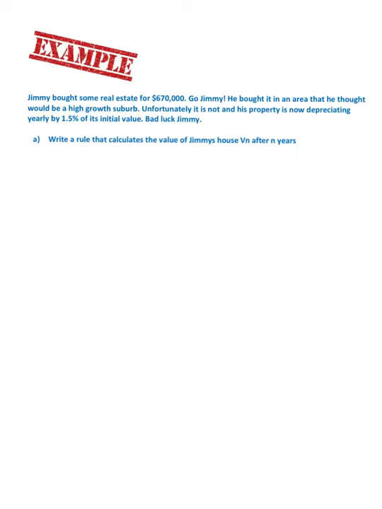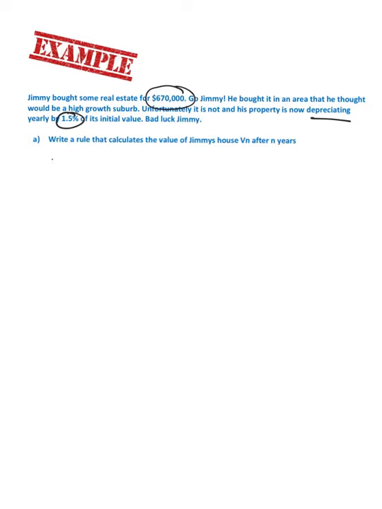Here's an example. Jimmy bought some real estate for $670,000. Nice house. Go Jimmy. He bought it in an area that he thought would be a high growth suburb. Unfortunately, it is not, and his property is now depreciating yearly by 1.5% of its initial value. Bad luck, Jimmy. So it's actually depreciating rather than gaining capital. Write a rule that calculates the value of Jimmy's house after n years.